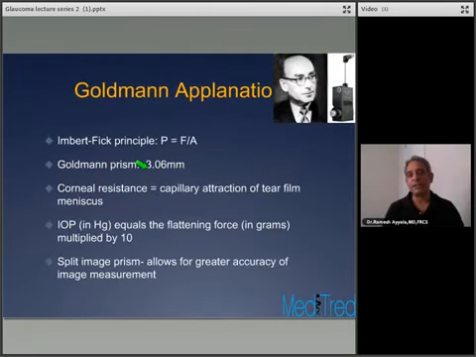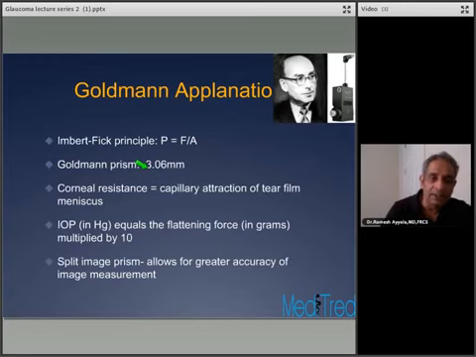The principal technique that has been used to measure the intraocular pressure across the world for the last 50 years has been Goldmann applanation tonometry, which is based on the Imbert-Fick principle: the pressure in a cylinder is equal to the force applied to flatten a known surface area of the cylinder. The Goldmann pressure prism measures 3.06 millimeters. Remember, this is an important OKAP question for you to remember. At this prism diameter, the corneal resistance equals the capillary attraction of the tear film meniscus.